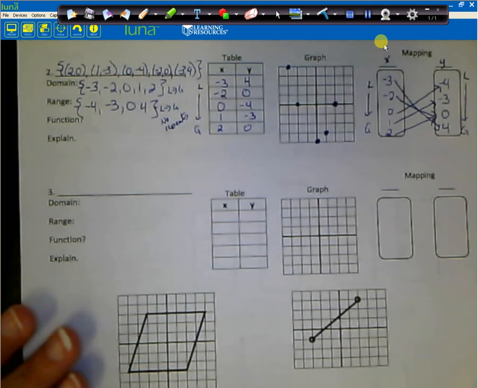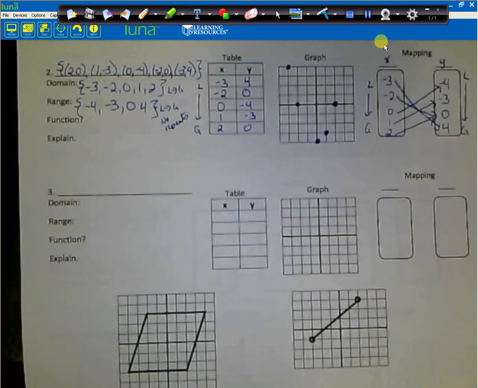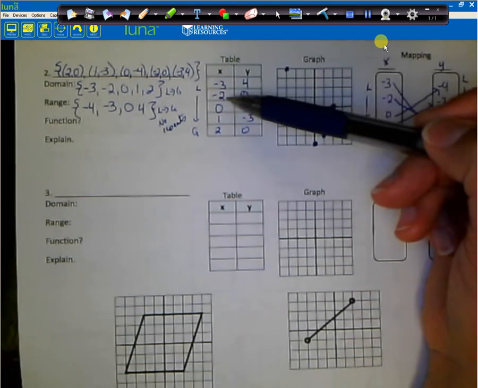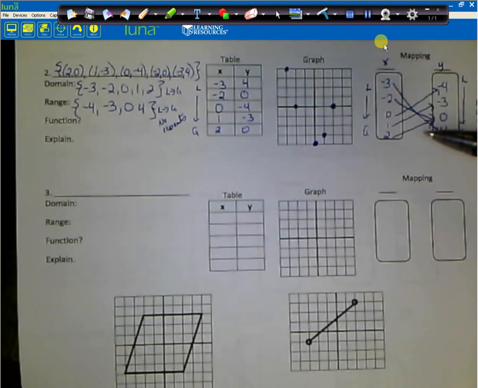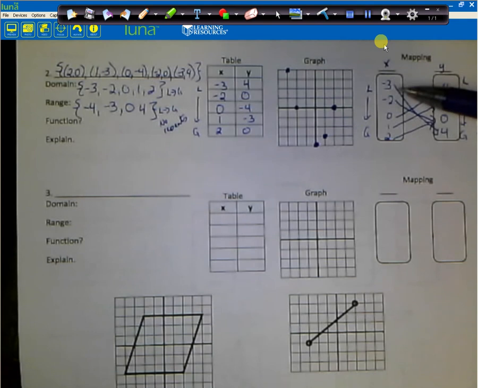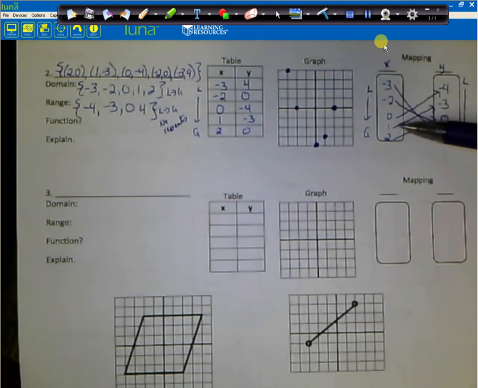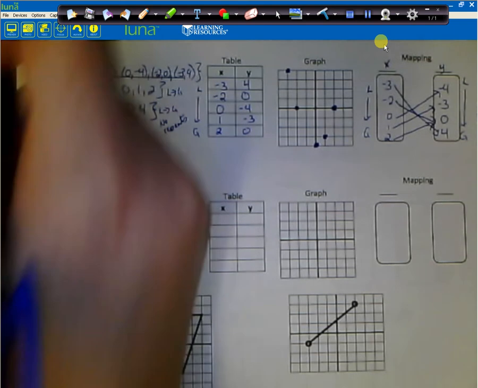So here, now we're going to answer the question of whether or not it's a function. Several different ways we can answer this. We can look at the X values and make sure none of them repeat. We could use the vertical line test on our graph. Or we can look at our mapping and make sure that each of the X's only has one arrow going from it. All of these cases are true. So it is a function.